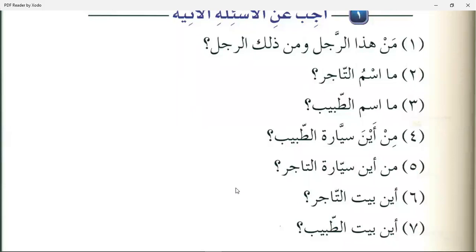Min aina sayarat tabib? Where is the doctor's car? Huwa fi shari. Min aina sayarat tabib? From where is the doctor's car? Hiya min Japan. It is from Japan. Okay, it is from Japan. Next student.